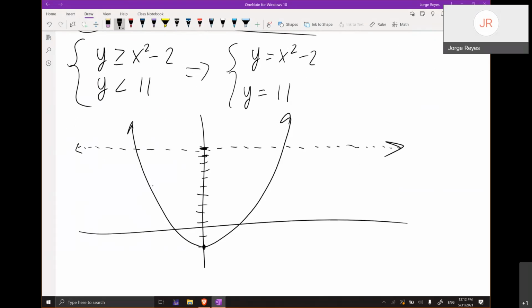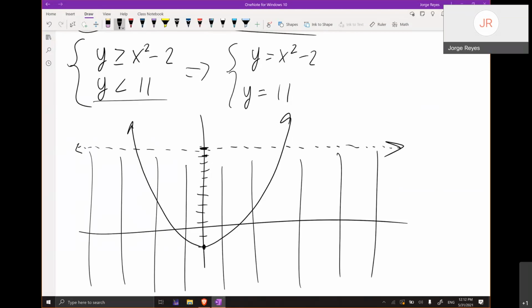Now I need to know where to shade in the spots. For the y less than 11, hopefully you guys just know it's down here. If not, plug in a test point. I would pick like 0, 0.